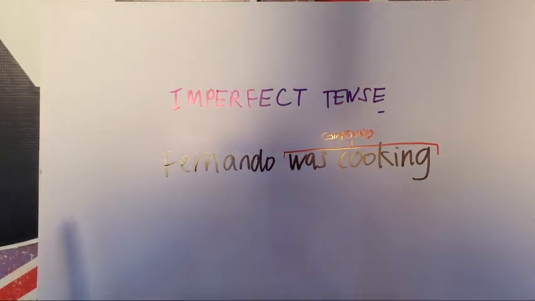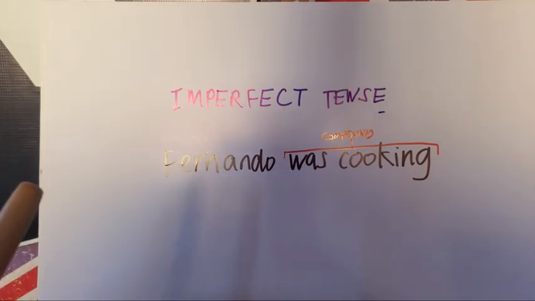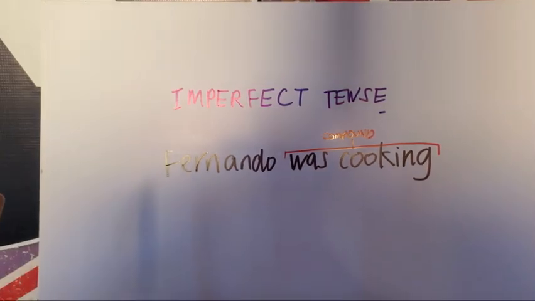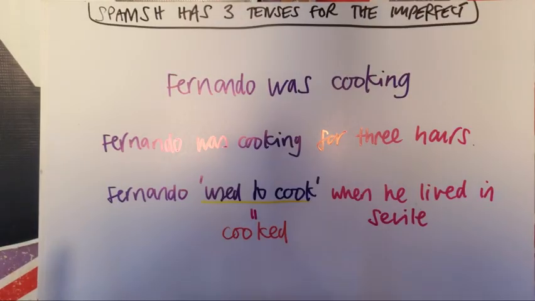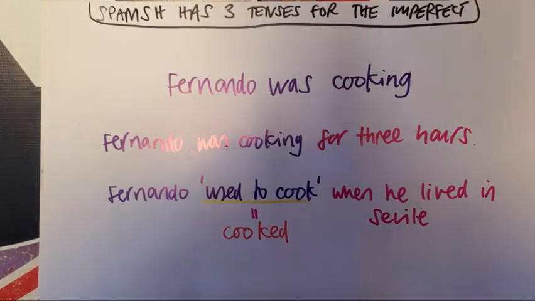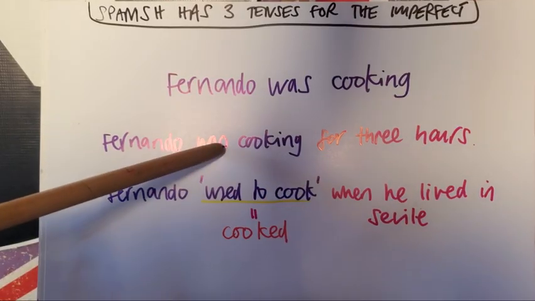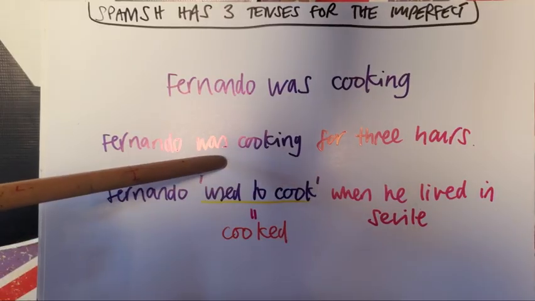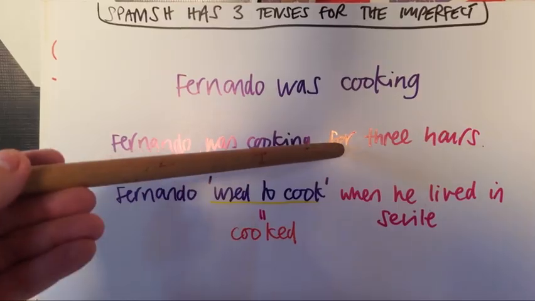The imperfect tense, in English, they like to call the past progressive, but being traditional, we call it the imperfect tense. Fernando was cooking, with the compound verb phrase. Fernando was cooking for 3 hours. Now I've specified for how long he was cooking. Spanish has a specific way of translating was when you identify the time.